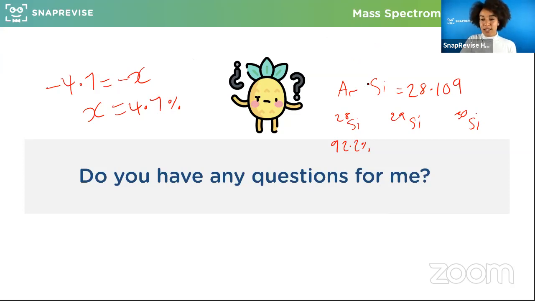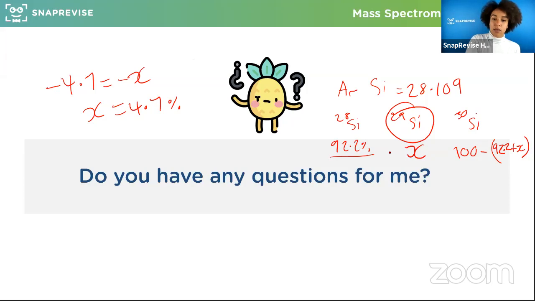So the question was the relative atomic mass of silicon is 28.109, and we were given just that silicon 28 is 92.2%, and we weren't given silicon 29 or silicon 30, which means that we wanted to know this one, so we called it X. And then very helpfully, somebody reminded me that if we did 100 minus 92.2 plus X, we would have silicon 30, which means that we only have one unknown, the X, which means that we can use our formula for relative atomic mass to figure out what the abundance of silicon is.